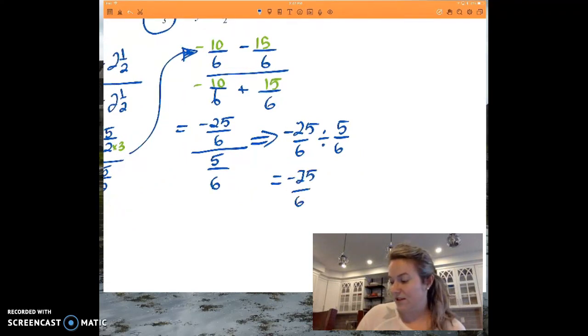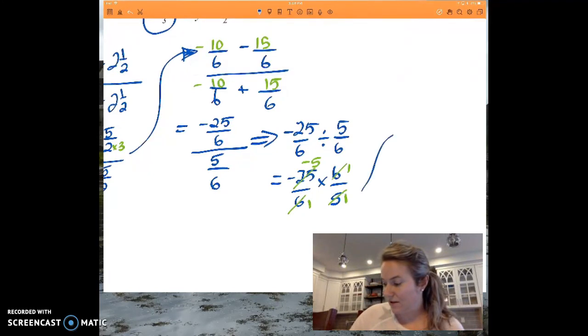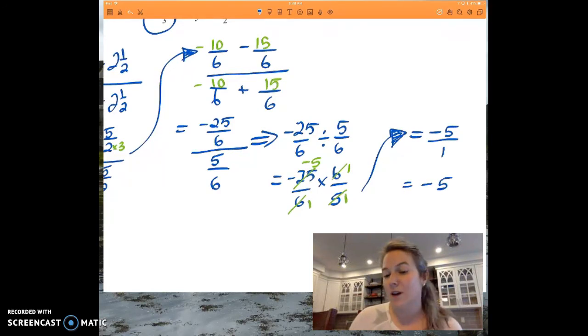-25 over 6 then becomes multiplied by 6 over 5. And watch this magic. The 6's cancel out, and the 5's divide. So negative 25 divided by 5 becomes negative 5. That becomes 1, 1, 1. So the answer, I'll just write over here because I'm running out of space. The answer is going to equal negative 5 over 1, or negative 5. Is that not elegant?